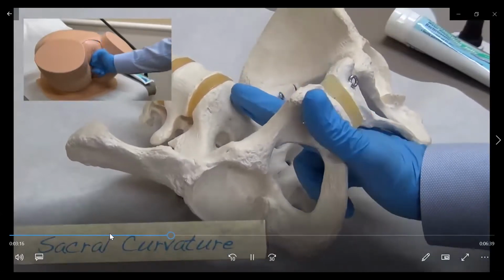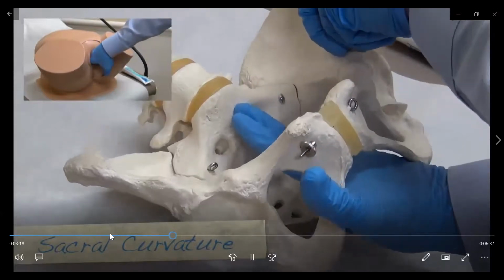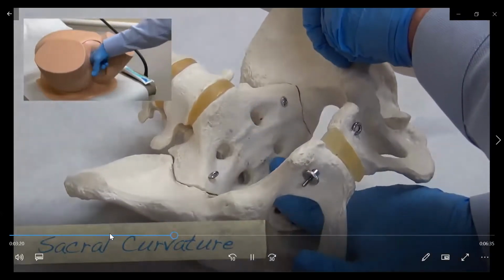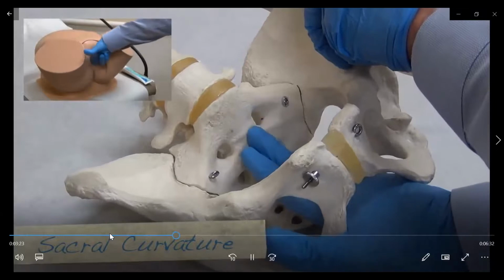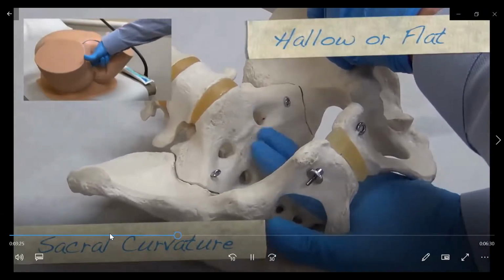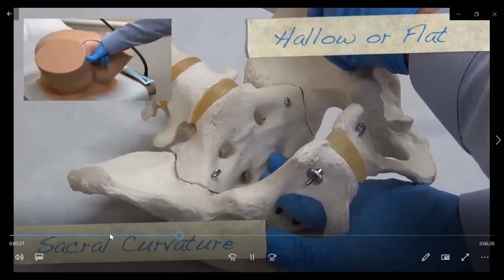Next, the hand is pronated 90 degrees. The curvature of the sacrum is palpated by moving the fingers inferiorly. The anterior surface of the sacrum is described as being hollow or flat.